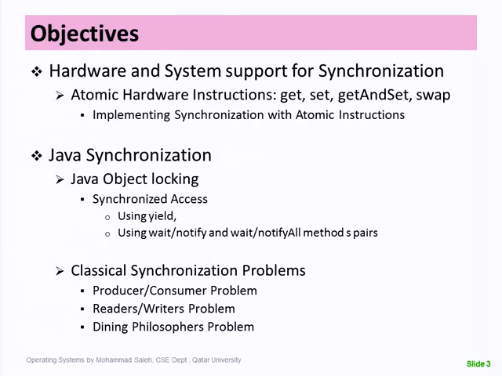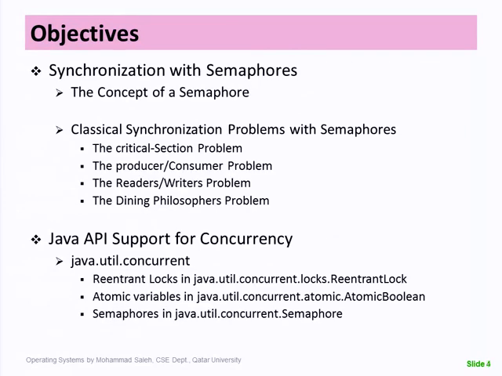Then we will demonstrate some of the classical problems of synchronization, okay? Problems where the need for synchronization arises. These are the producer-consumer problem, readers-writers problem, and dining philosophers problem. So we will show you the solution using Java synchronization, right?